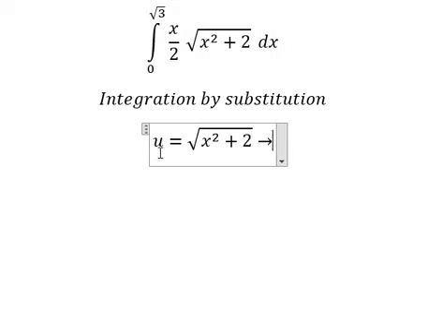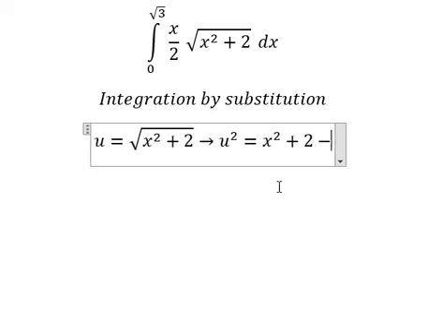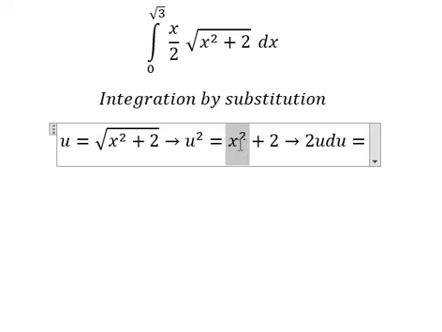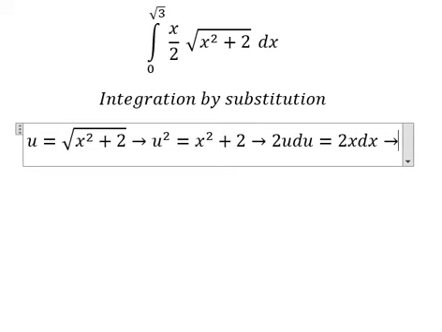Later, we need to first do the derivative for both sides. Before we do the derivative, we can put the power of 2 on both sides to cancel the square root. Later, we can do the derivative here. This one we have 2u, and this one is 2x. Next, we need to divide both sides by 2.